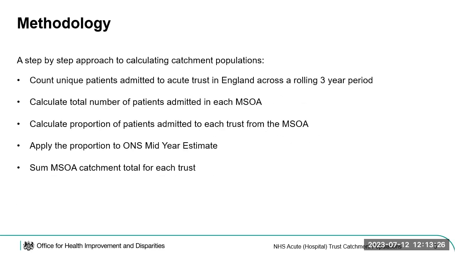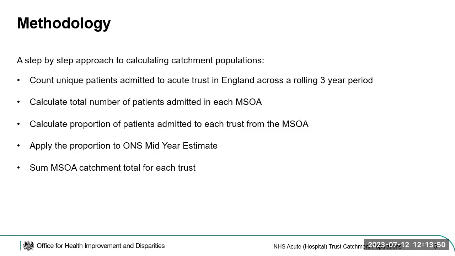So a step-by-step of how we do that. We count unique patients admitted to an acute trust across a 3-year rolling period. So when I refer to the catchment populations of 2020, that does include 1819, 1920, and 2021 HES data. We take those unique patients at the maximum age of their last visit.